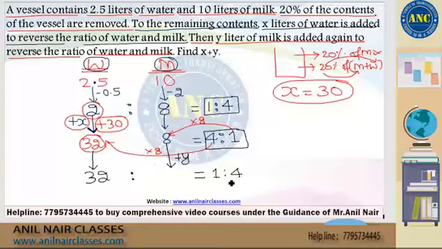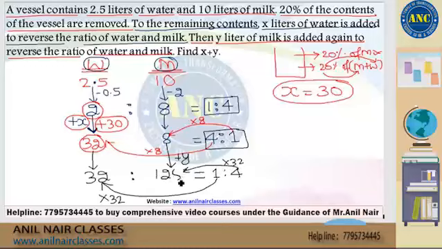According to the ratio it is 1, according to the question 32. 1 into 32 is 32, and 4 into 32 is 128. Earlier the milk was only 8 liters, now the milk is 128 liters. 8 liters plus something should give you 128. That plus value is 120. 8 plus 120 is 128. So Y value is nothing but 120.